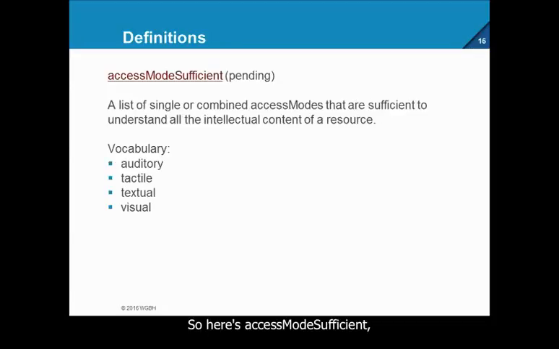So here's access mode sufficient, and I'll try to talk a little bit about what access mode sufficient is for. It's a little bit complicated. The official definition is a list of single or combined access modes that are sufficient to understand all the intellectual content of a resource. So the goal here is to do a little bit of thinking in advance, so to speak, about what access modes are available in the resource and what accessibility features are available that sort of mitigate those access modes.